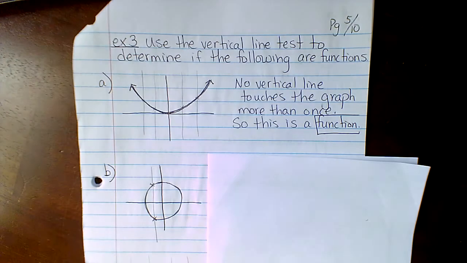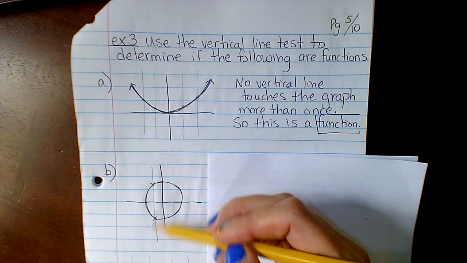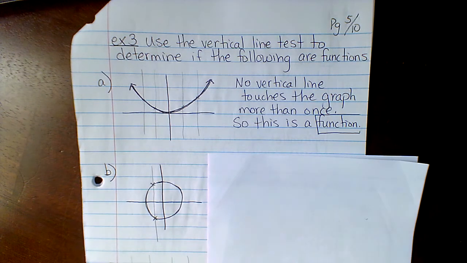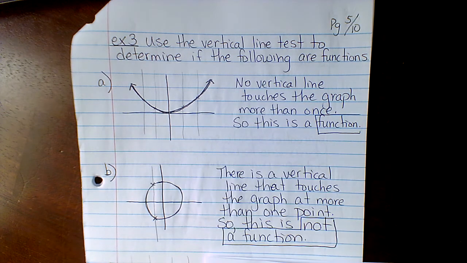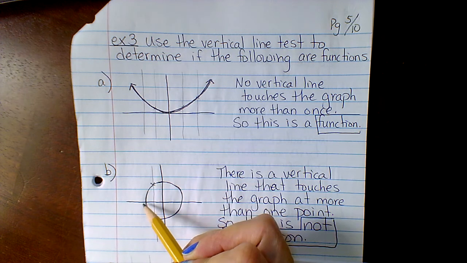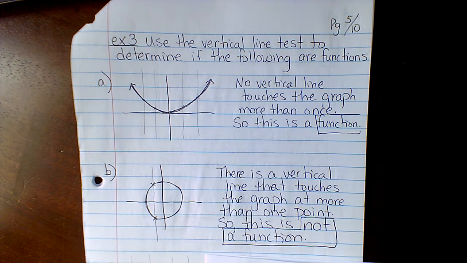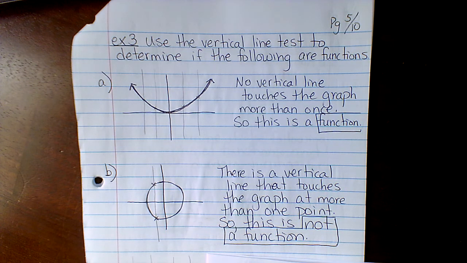All right, let's look at a circle. The first vertical line that I drew right there, yep, it touches it at more than one point. So boom, not a function. It doesn't matter if you say, oh, well, if I draw a vertical line right here on that edge, it's only going to touch it once. No. Any vertical line that I draw on this graph should only touch the graph at one point.